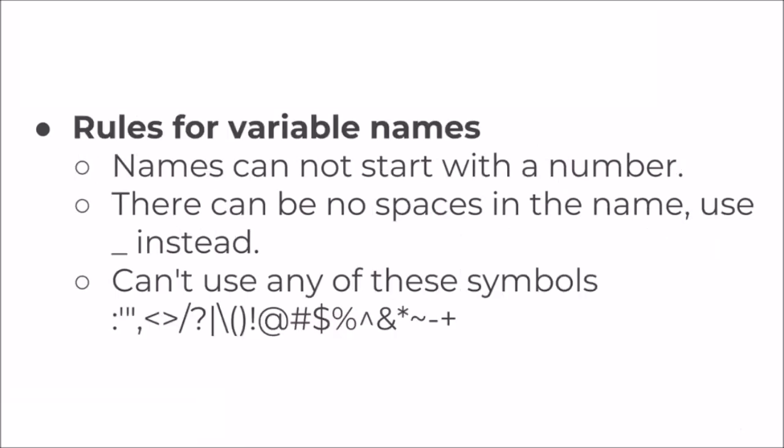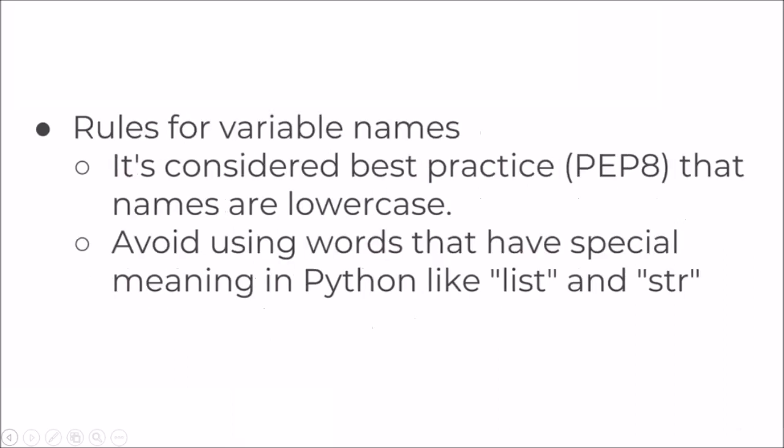Okay. The third thing is don't use special character symbols such as commas, inverted quotes, double quotes, question marks, everything. Okay. These all have some special operator meaning in Python. So it is recommended not to use these symbols in the names.